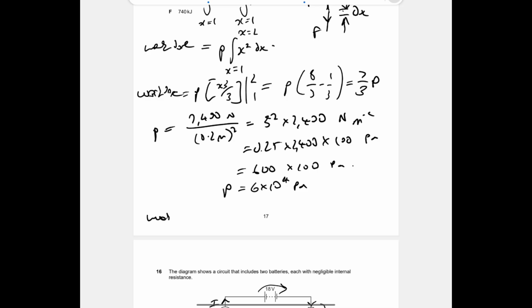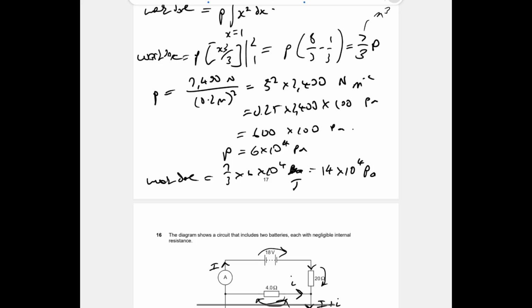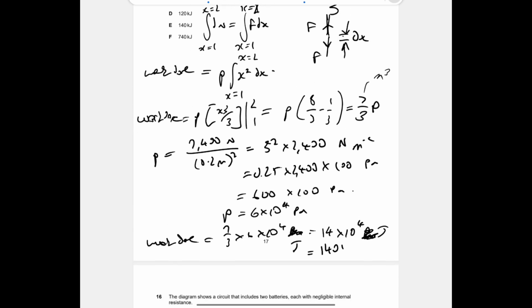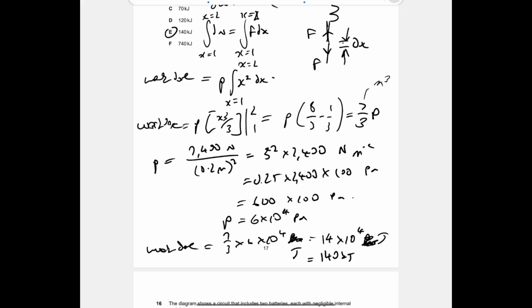That means the work done equals 7/3 times 6 times 10 to the 4 pascals, which is 14 times 10 to the 4 joules, because this 7/3, if we get the dimensions right, is going to be in meters cubed. The units of x are meters, so the units of x cubed over 3 are going to be meters cubed. So this is going to be in joules because we got everything in standard units. And then what do we get? That's going to be 140 kilojoules. So yeah, that's E.